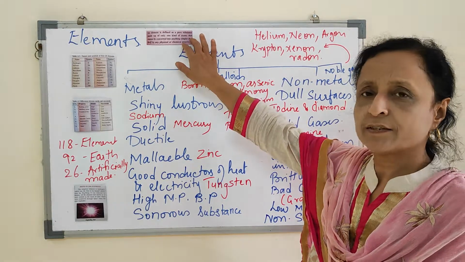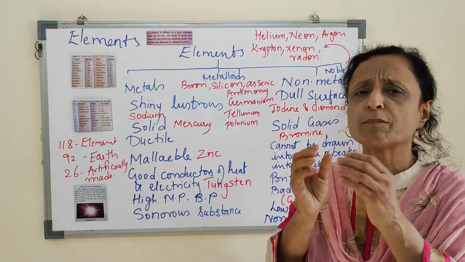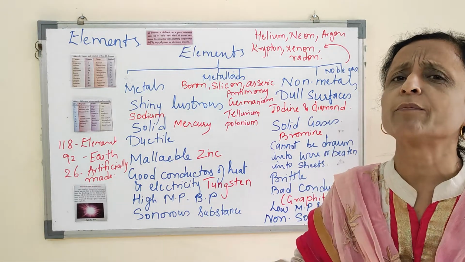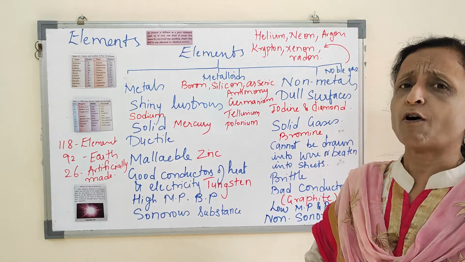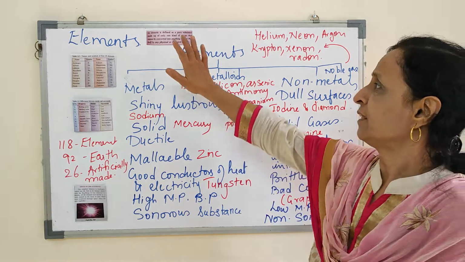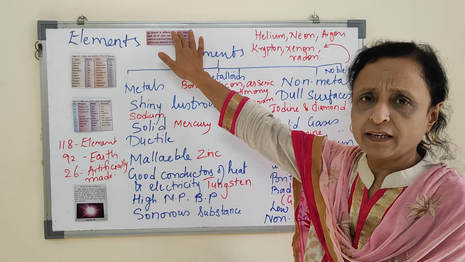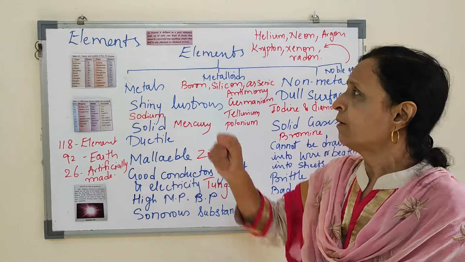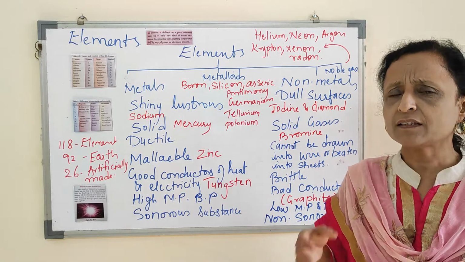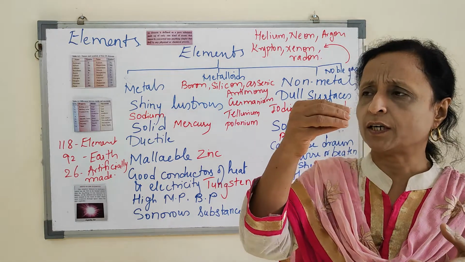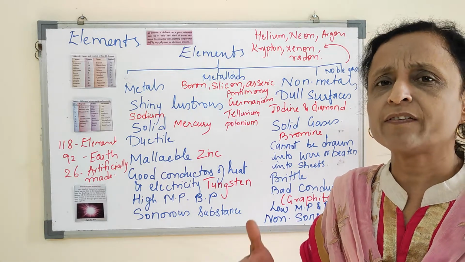Now elements, what is the definition of element? It's a pure substance which cannot be broken into any simpler form. That's the simplest form of any substance, that is the element.